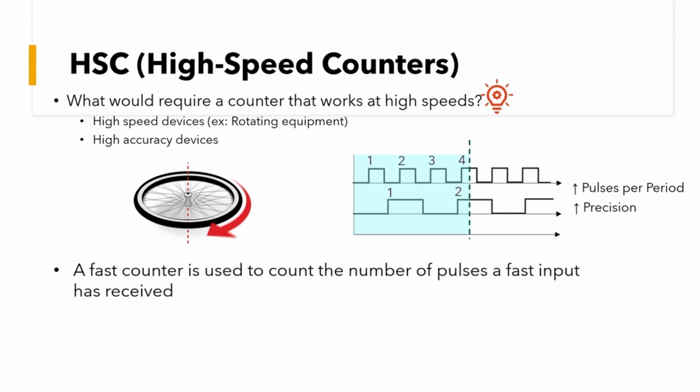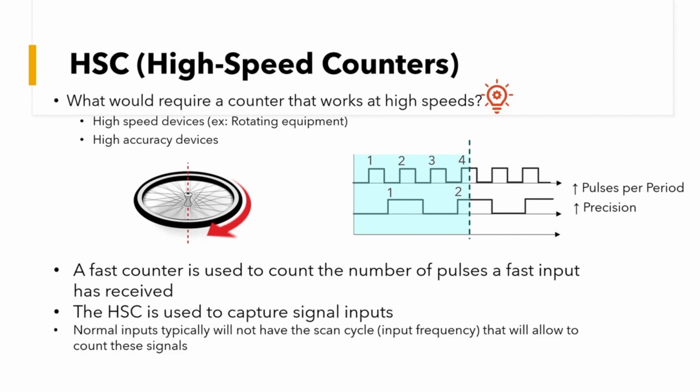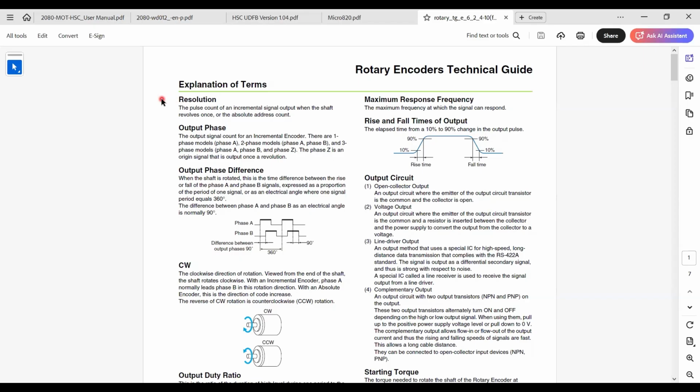A fast counter is used to count the number of pulses a fast input has received. The high-speed counter is used to capture signal inputs. Normal inputs typically will not have the scan cycle, which is also input frequency, that will allow to count these signals. So, an encoder is therefore used. Now you have a basic understanding about the high-speed counters and their applications. Let's take a look at the terminologies that are used in encoders.